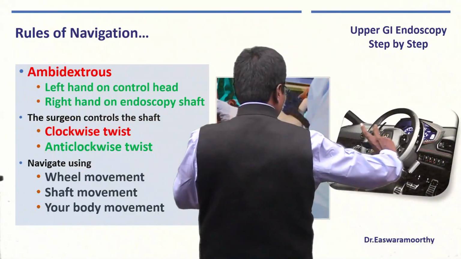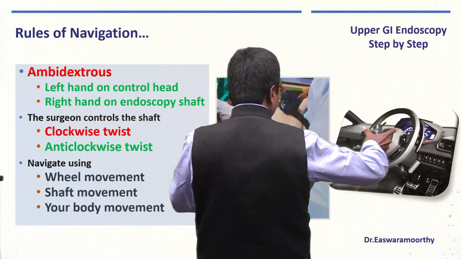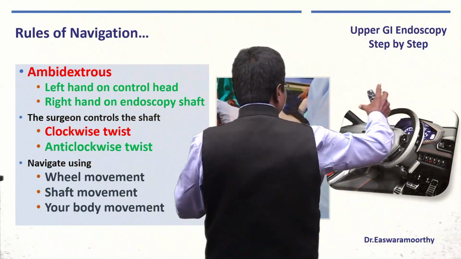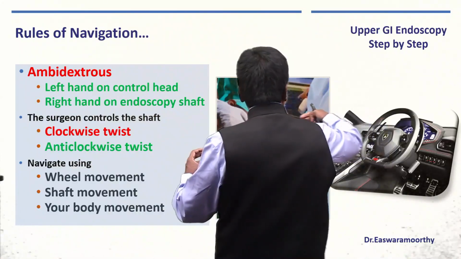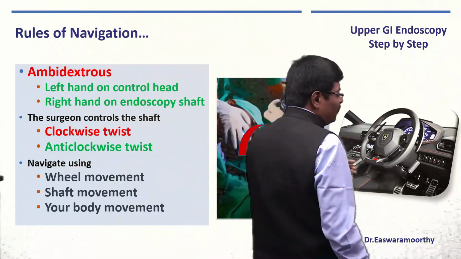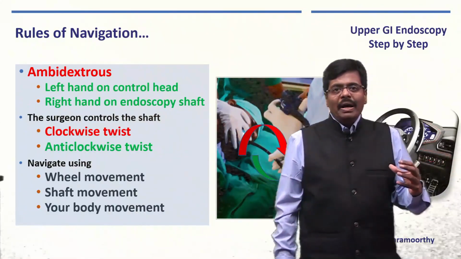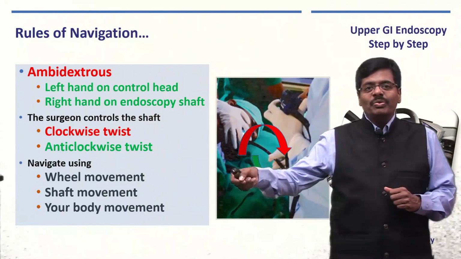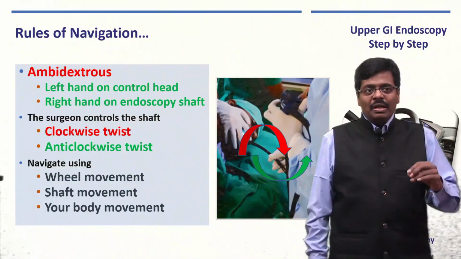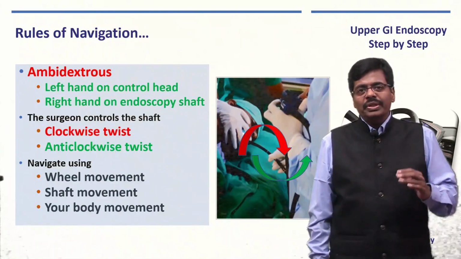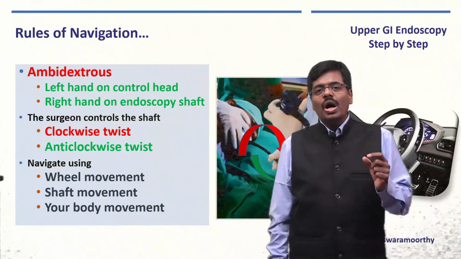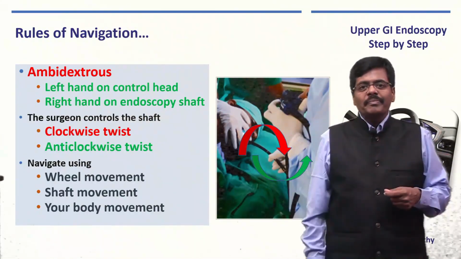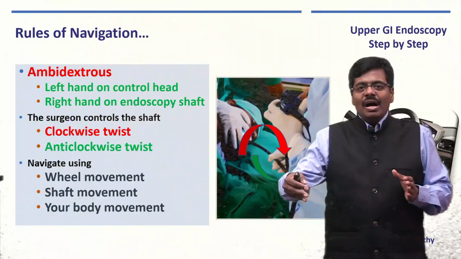So, if you just turn the shaft clockwise, you turn to the right. If you turn it anti-clockwise, you turn to the left. This turning is not done by the small wheel any longer, it is mainly by the shaft movement. That is why, and more important, especially when you go into the D1 to D2, you know how important it is to have a body movement. So, the wheel movement, the shaft movement and your body movement.